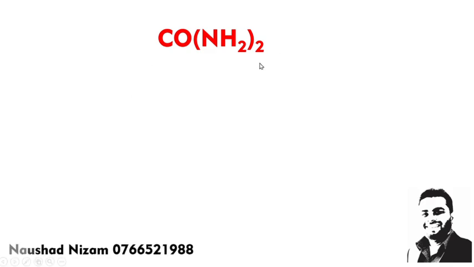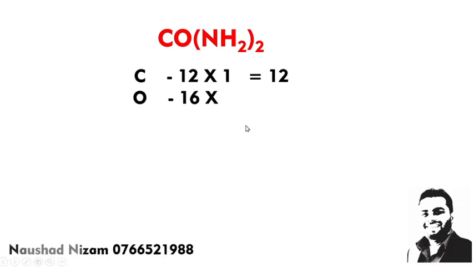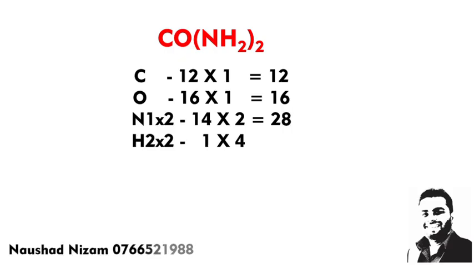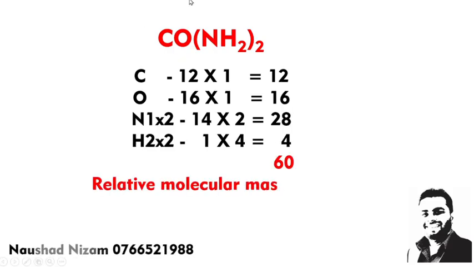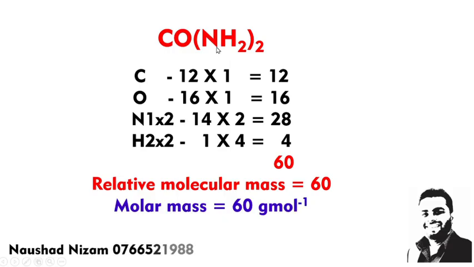Try to get the answer, hold the video and try to get this. Carbon atomic mass is 12, oxygen 16, nitrogen 14, hydrogen 1. Now find out the relative molecular mass of this compound, please. So when you do the calculation, check your answer is correct. It should be 60. So remember, there is a nitrogen here. There are not only one nitrogen.